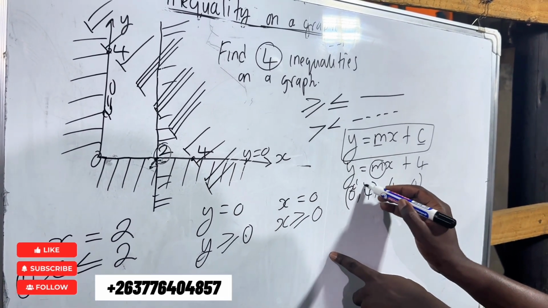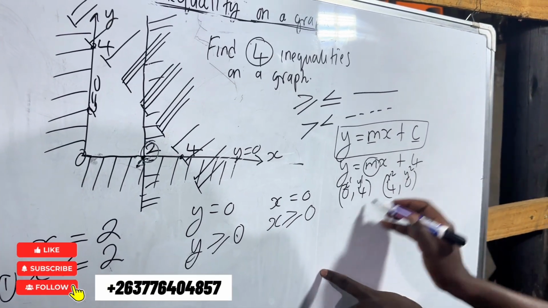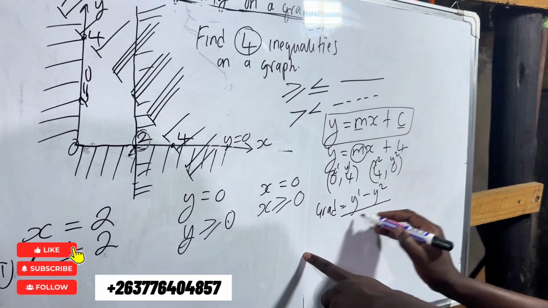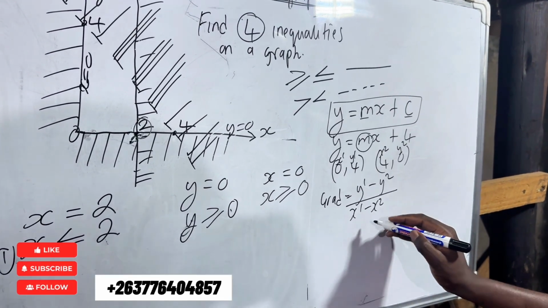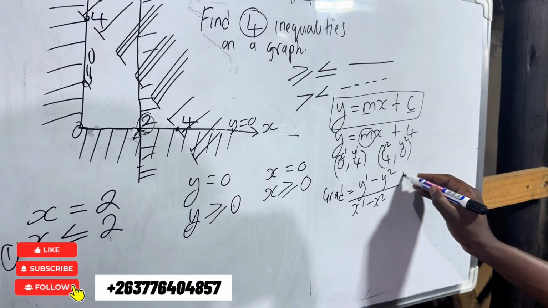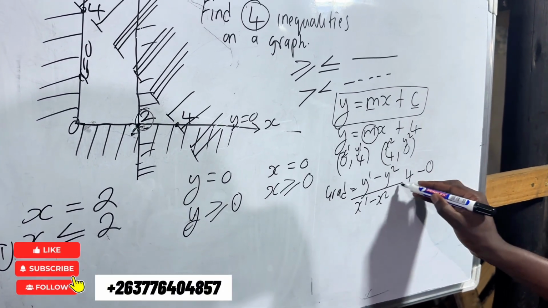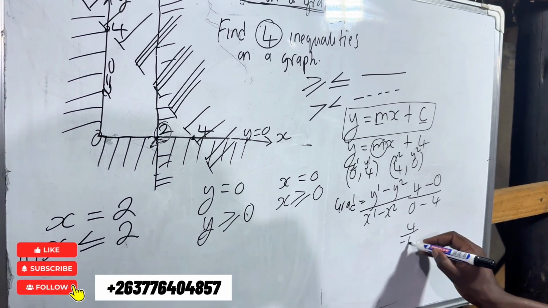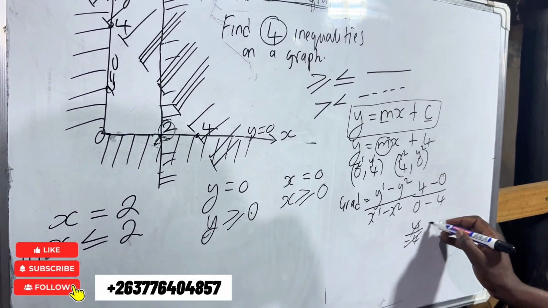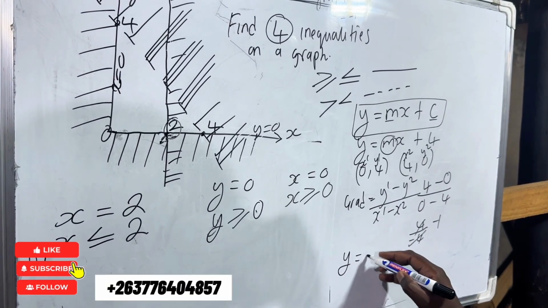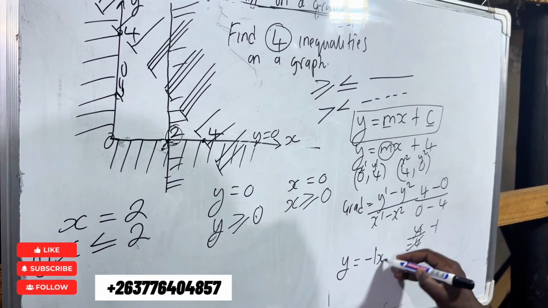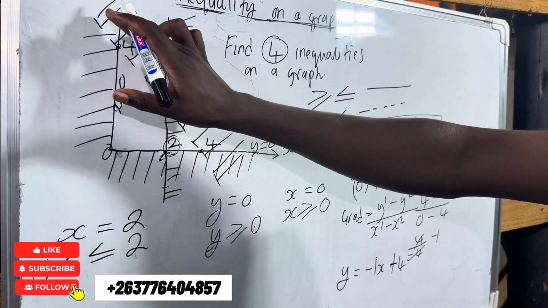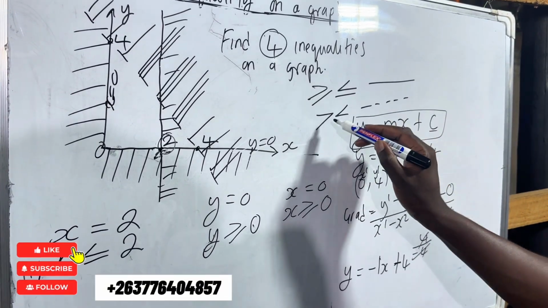So you can name the coordinates. This is x1 and y1. This is x2 and y2. So the formula for finding gradient is y1 minus y2 over x1 minus x2. So y1 is equal to 4, minus y2, 0. x1 is 0, minus 4. 4 minus 0 gives 4. 0 minus 4, we get negative 4. Negative 4 into 4, we get negative 1. So it's y is equal to negative 1x plus 4.